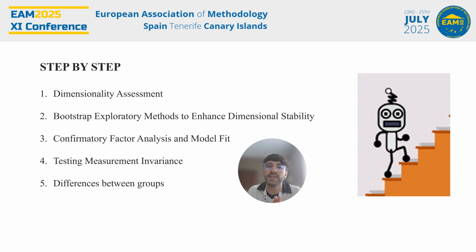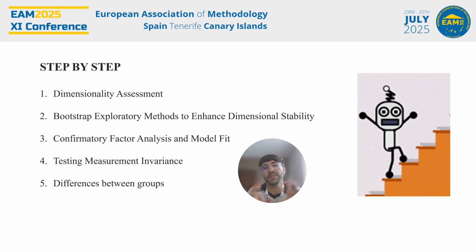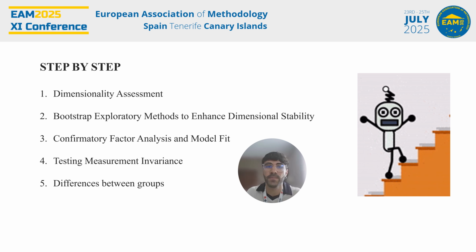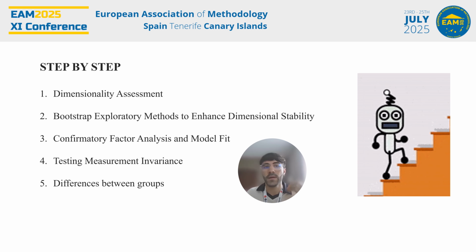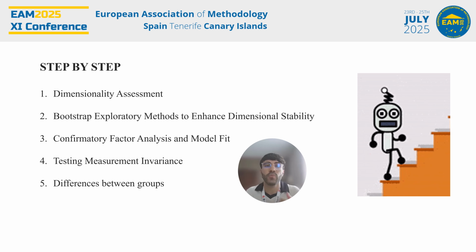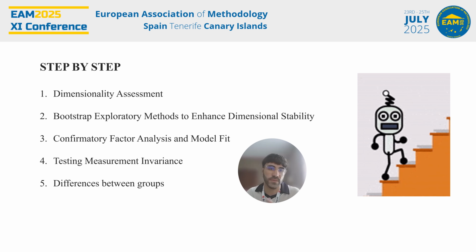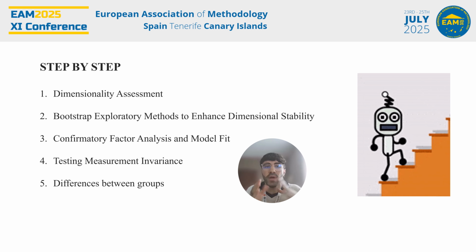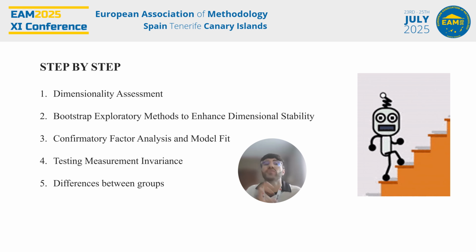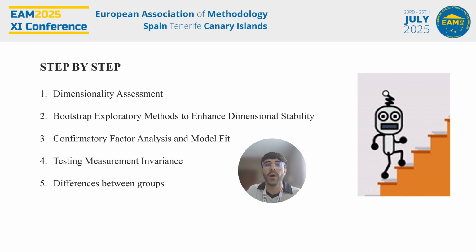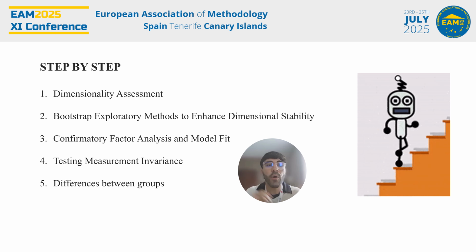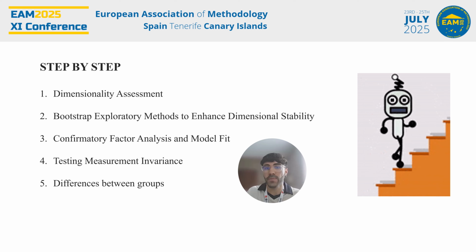We begin with a basic but fundamental step, assessing the dimensionality of the test or scale. How many factors are we really capturing? What's the underlying structure? Then, to check if this structure is robust, we use bootstrap-based exploratory methods. This helps us to evaluate the stability of the dimensionality across samples. It's a simple idea. Once we identify a plausible and stable structure, we move on to confirmatory factor analysis, where we test how well that model actually fits the data.